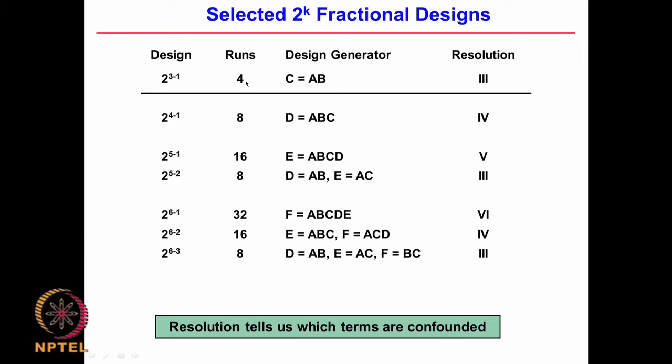So, 4 experiments, we have the AB, instead of AB you put it as C. So, this is a resolution 3 design. Okay. Understand how to understand the resolution, which is not liked very much.